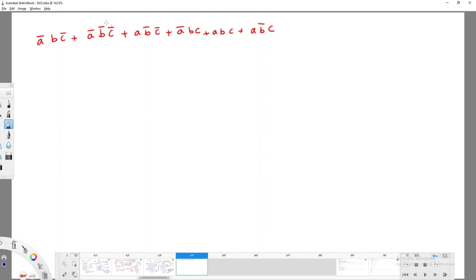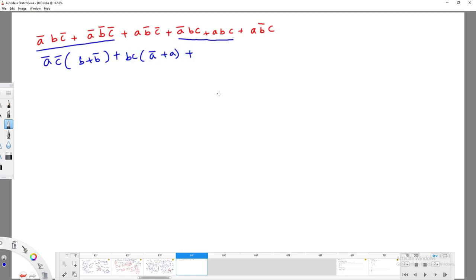What can you observe between these two terms? Can I take A bar C bar as common? If I take A bar C bar common, you are going to get B plus B bar. Now try to find some other common terms. Can I take BC as common? Yes. If I take BC as common, you are going to get A bar plus A.